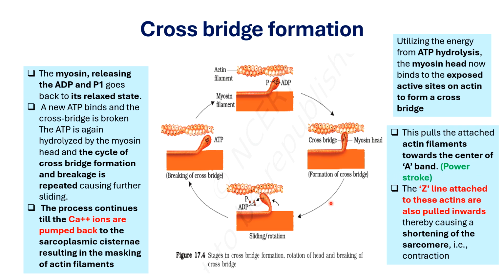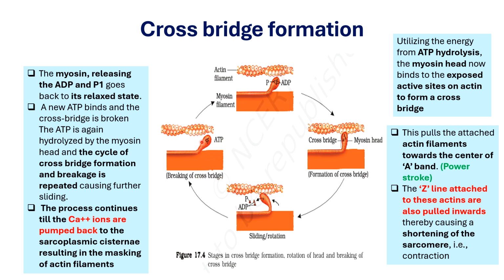So the actin molecules are pulled. Along with that, the Z lines attached to the actins are also pulled inwards, and this in turn causes the shortening of the sarcomere, or the contraction. Clear? After that, what happens?